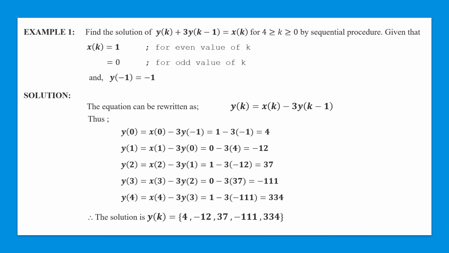So for example, for the first case, if we consider that k is equal to 0, then y0 is equal to x0 - 3 y(-1), because if we put k as 0, then k-1 becomes -1. As we know that x0 is equal to 1 and y(-1) equals -1, if we put those values, then we can find the value of y0, that is 4.